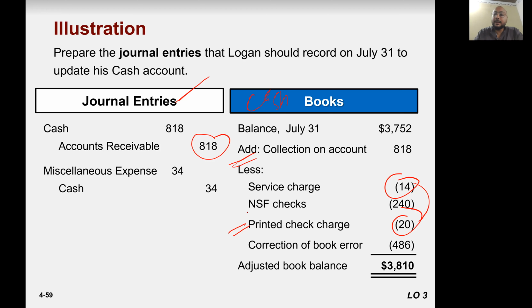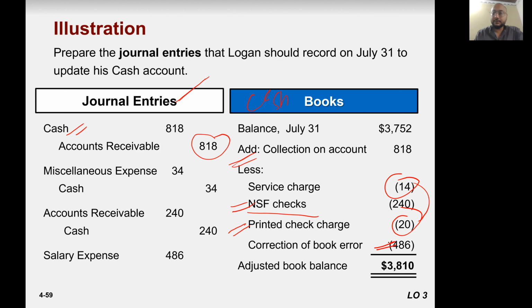And then the NSF check. The customer paid us and we made the entry like this, but since the customer's check bounced, we make a reverse entry, 240. And then the last one is 486. It's our error from our side, so we need to charge it again. Here we go, salary expense to cash.